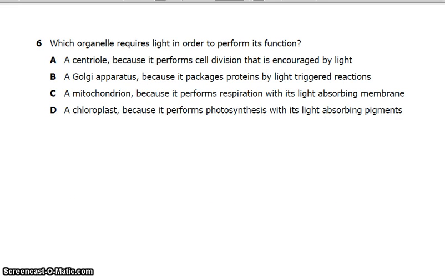Question 6. Which organelle requires light in order to perform its function? A centriole, because it performs cell division that is encouraged by light. A Golgi apparatus, because it packages proteins by light-triggered reactions. A mitochondrion, because it performs respiration with its light-absorbing membrane. A chloroplast, because it performs photosynthesis with its light-absorbing pigments.